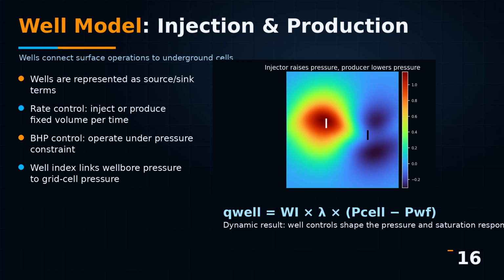This slide shows pressure response around a well. Near well behavior is very important because pressure gradients are strongest near the wellbore. In practice, wells can be controlled by bottom hole pressure, injection rate, production rate, or constraints such as maximum pressure and minimum pressure. These controls determine how the simulator operates the well through time.